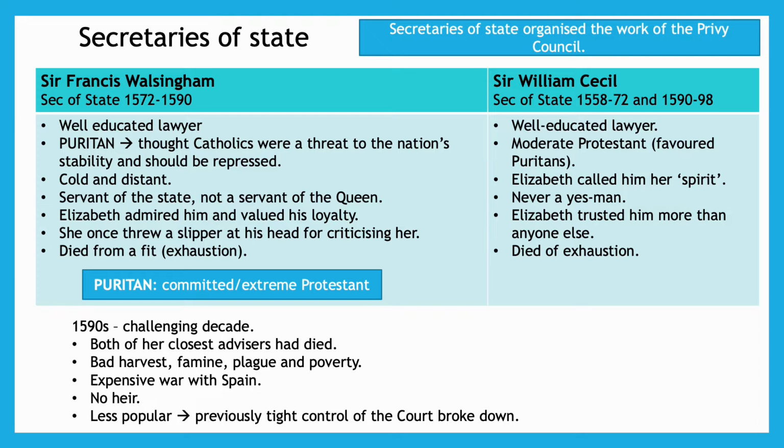So the 1590s for Elizabeth was an extremely challenging decade, and both of her closest advisors died. The country is facing harvest failure and famine, so there's not enough food, plague and poverty, and wars with Spain, as we'll see when we look at religion. She's not got an heir to the throne, she's unmarried, and she's becoming less popular.